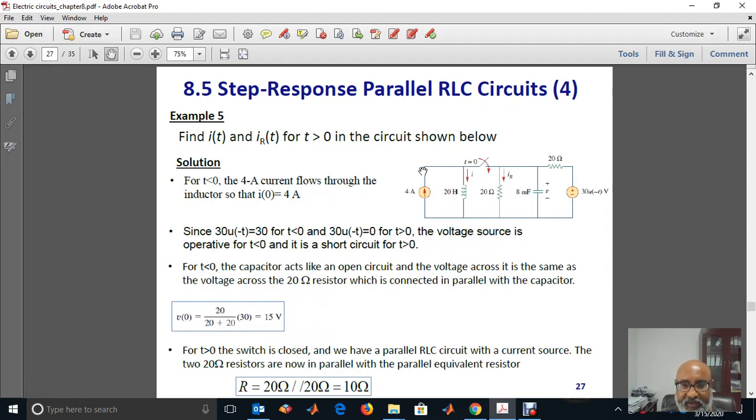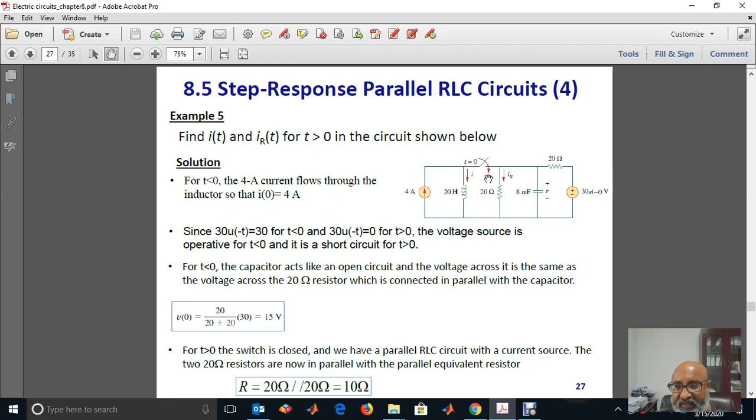Let's have this example. In this example, find I of t and IR of t for t greater than 0. For t greater than 0 means this switch is closed, and for t less than 0, it was open. So for t less than 0, only the 4 ampere source and the 20 Henry inductor are in series. And what will be the current I at 0? Of course, this will be short, and then I at 0 will be 4 ampere. This is for t less than 0.